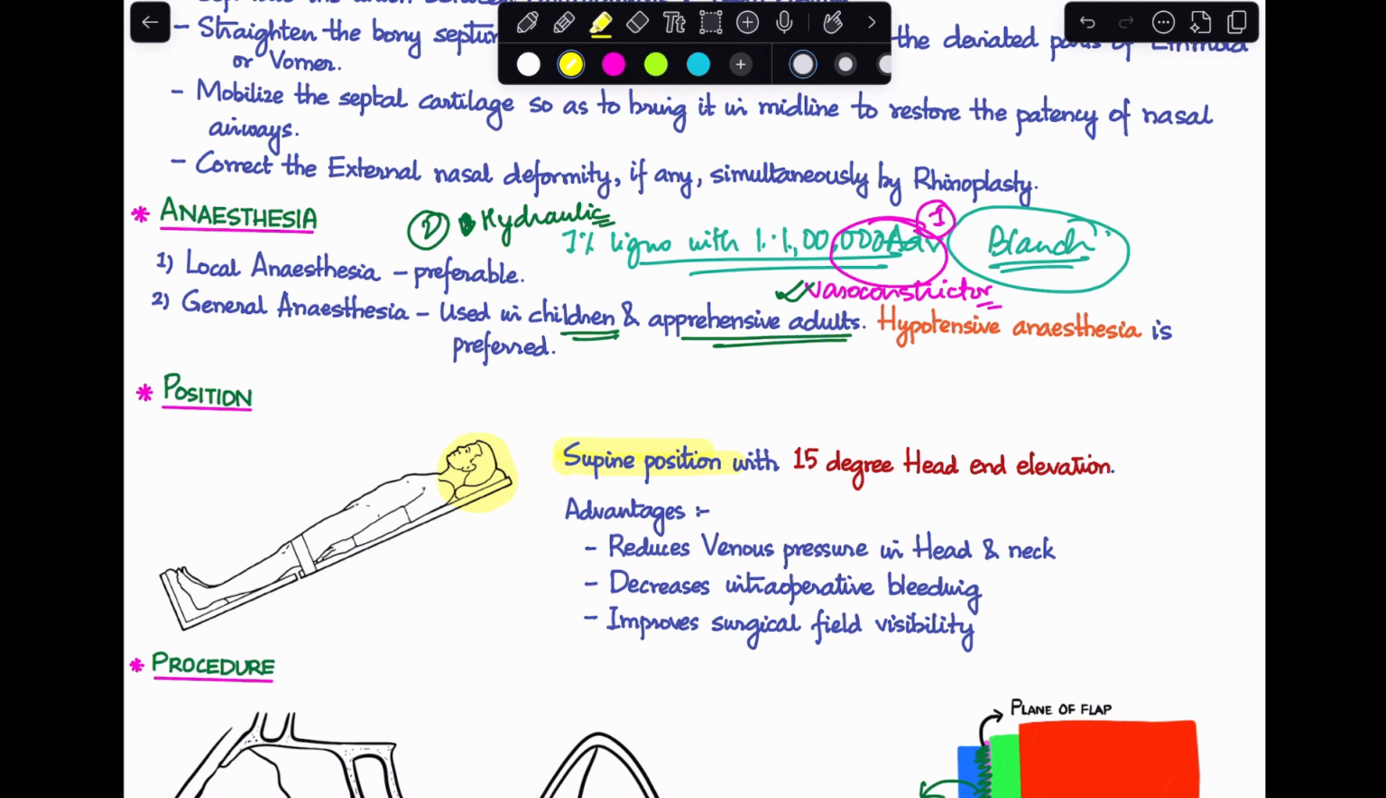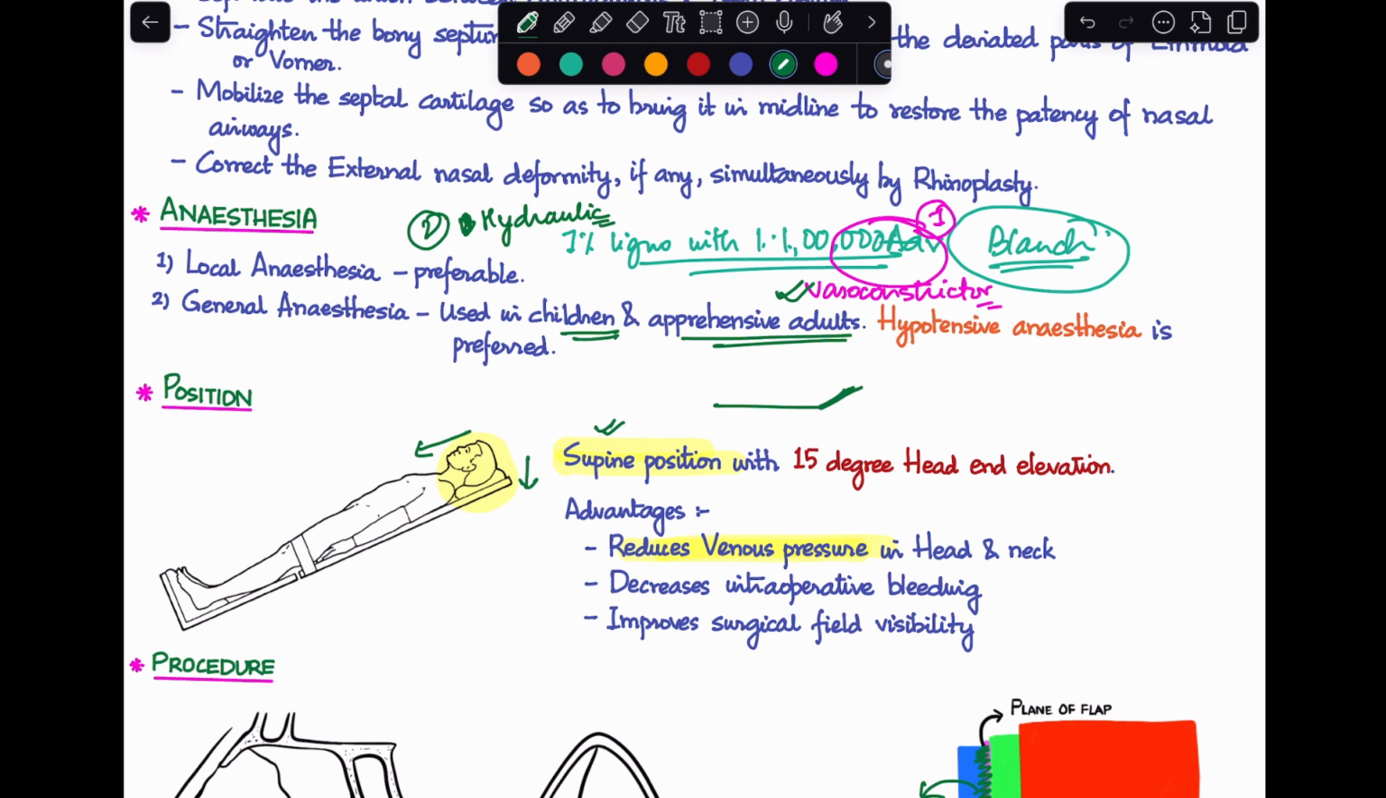Now, why is this 15-degree head end elevation important? There are three reasons for this. First reason is because of the head end elevation, it will reduce the venous pressure in the head and neck. Because it is elevated, the venous pressure over here in the head and neck region will reduce, and that itself will decrease the chances of intraoperative bleeding. And thirdly, it will also improve your surgical field visibility. So that is the reason why we place the patient in a supine position, but we make sure that we raise the head end by about 15 degrees.